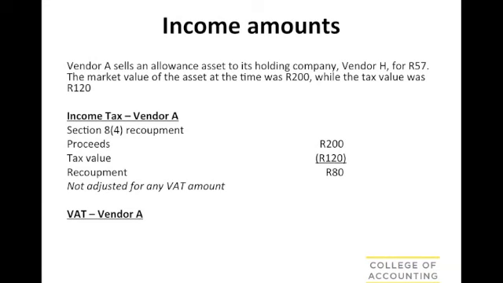On the VAT side, the VAT that vendor A has incurred is based on the 57 Rand, times 100 over 114, equals 7 Rand in output VAT. There are no special VAT rules that apply to this transaction. Both vendor A and vendor H are VAT vendors, and so section 10(4) doesn't apply to them in this transaction.